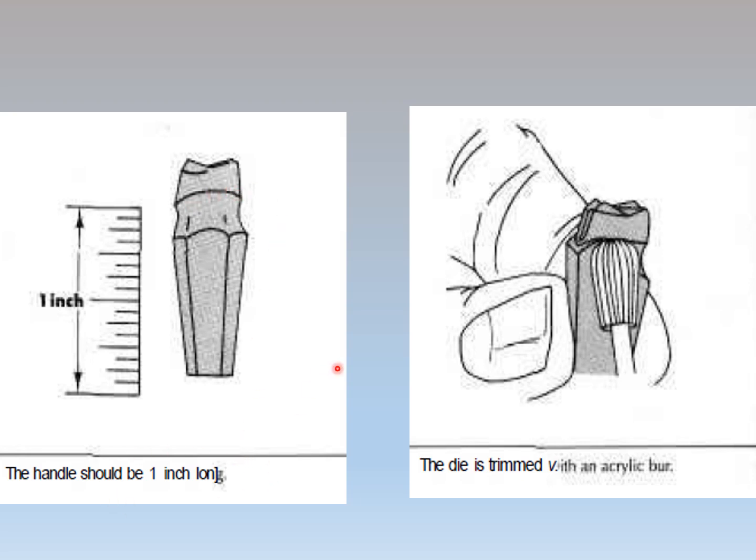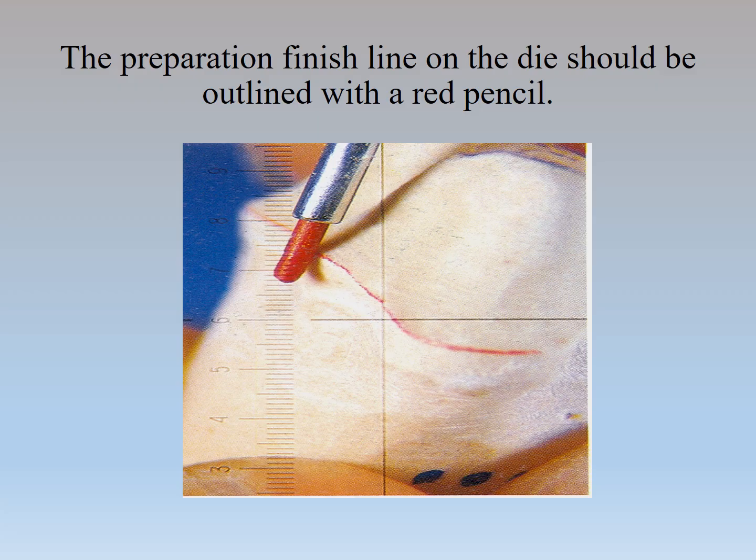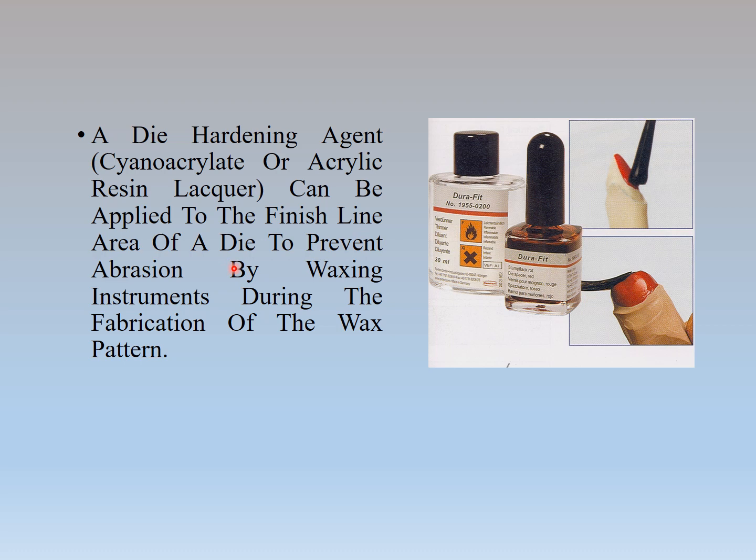Okay, so it has to be 1 inch long. A die is trimmed with an acrylic burr to form contour. So this is what they're doing now. Okay, so it is trimmed. This is just so that the margin is clearly visible. Okay, after that, the preparation finish line is marked with a red color pencil, so it is clearly visible. You can see this is the margin. And then the die hardener is coated on the die.